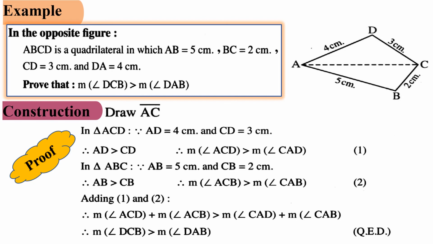By adding 1 and 2, we can deduce that measure of angle ACD plus measure of angle ACB is greater than measure of angle CAD plus measure of angle CAB. We can deduce that measure of angle DCB is greater than measure of angle DAB, and this is our required.